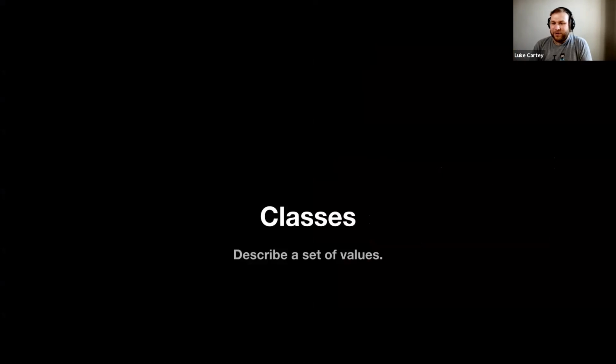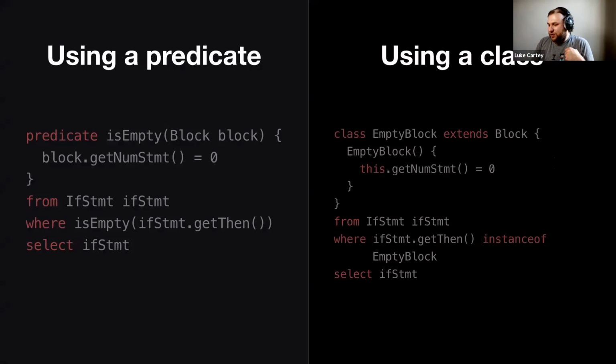So the next feature that we'll look at today is classes. Classes allow you to define new types in CodeQL, and like all types, they describe sets of values. We've already seen two classes in CodeQL, block and if statement, and those are defined in the standard libraries. For example, we could define a new CodeQL class to represent the set of empty blocks.